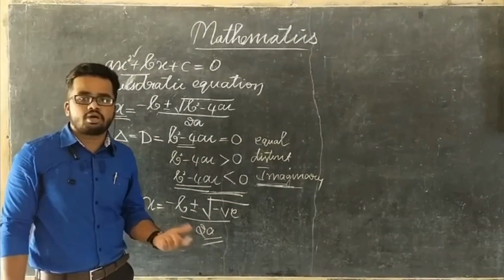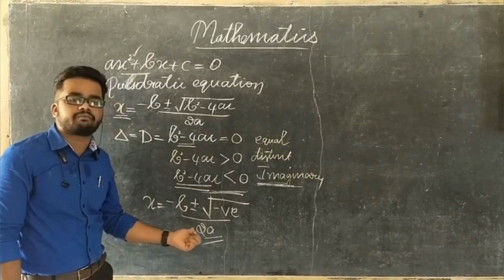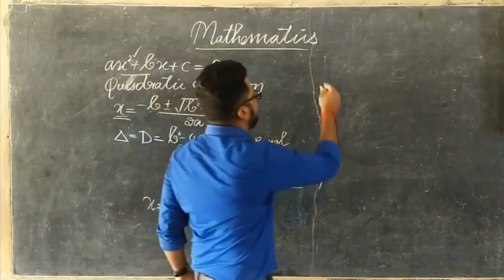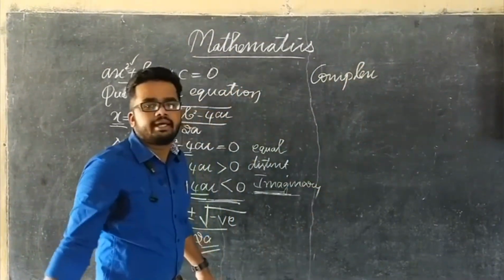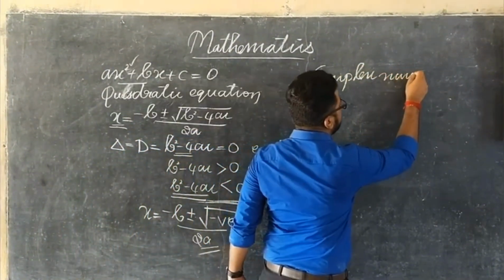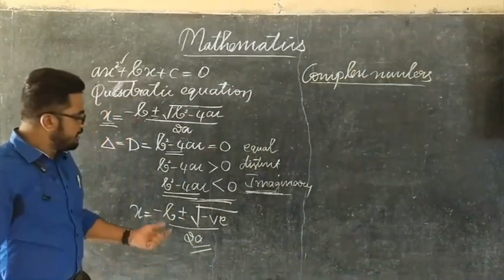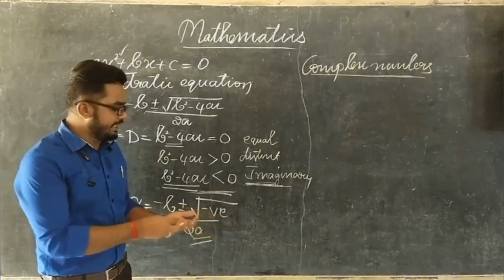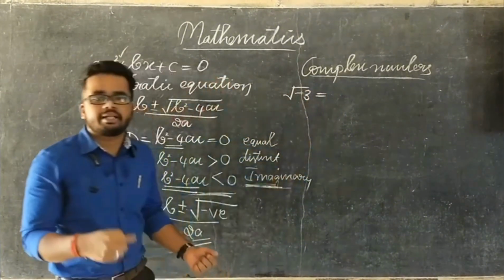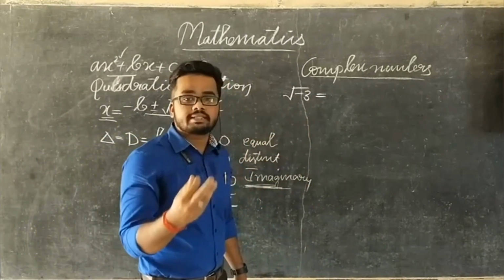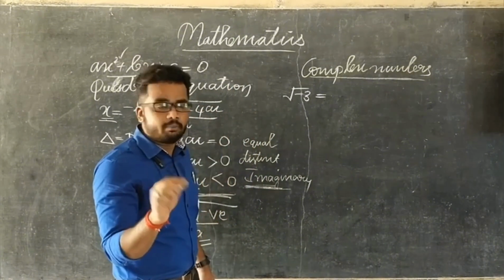Today's PU concept is a special type of number called complex numbers. We call that complex numbers. For your understanding, let me take one example: root of minus 3. Root of minus 3 has a negative number inside the root, therefore we call it a complex number.